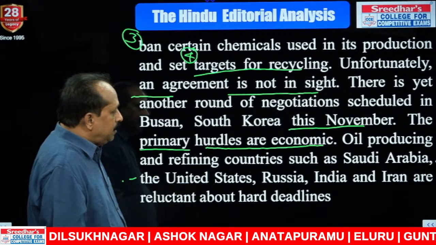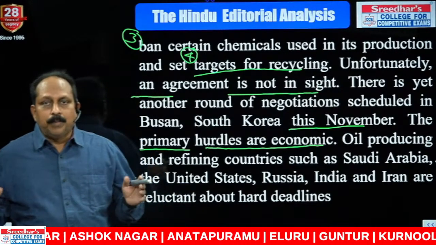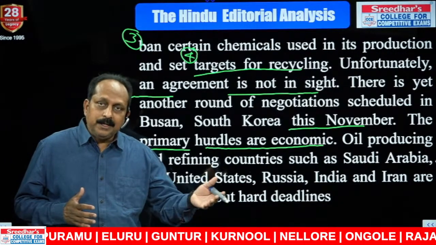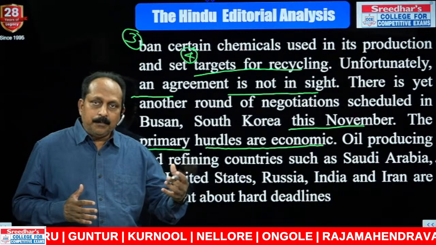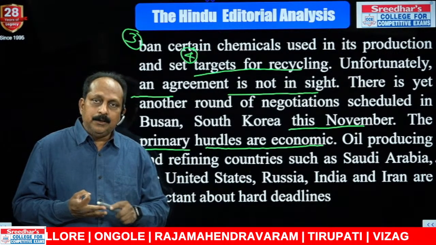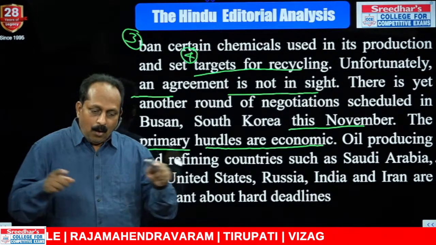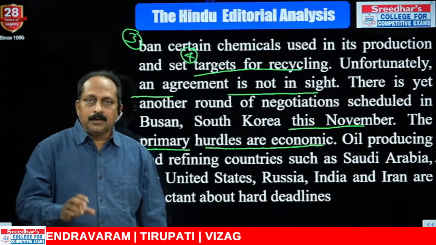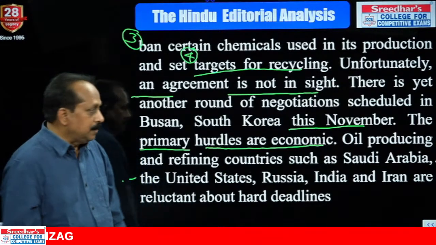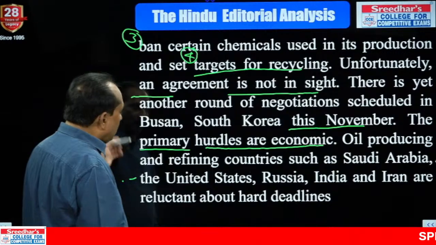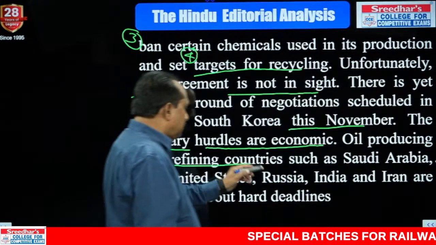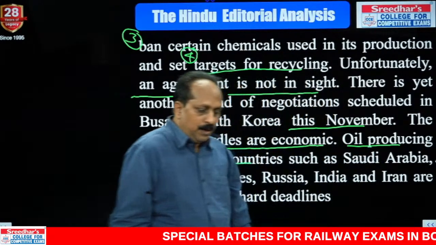Obviously, why economic? Today, when we talk about don't use plastic, it's easy to say, ban plastic. But we need an alternative product. And to get an alternative product, we need accessibility, we need technology transfer, we need know how, we need affordability. All these factors are very important. Simply, we cannot say stop plastic. Only once we have the alternative, we can think of stopping plastic. Oil producing, and what are the objections and what are the countries? Oil producing and refining countries. Here we have two categories of countries.